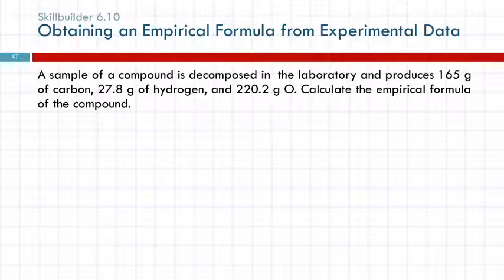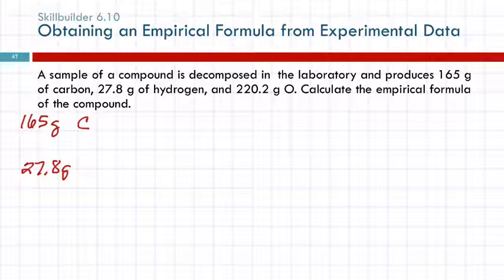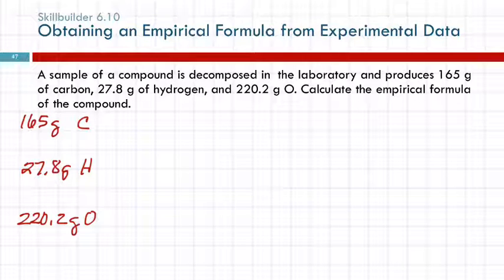So we take the masses of elements that were given: 165 grams of carbon, 27.8 grams of hydrogen, and 220.2 grams of oxygen. And we need to convert those to moles.